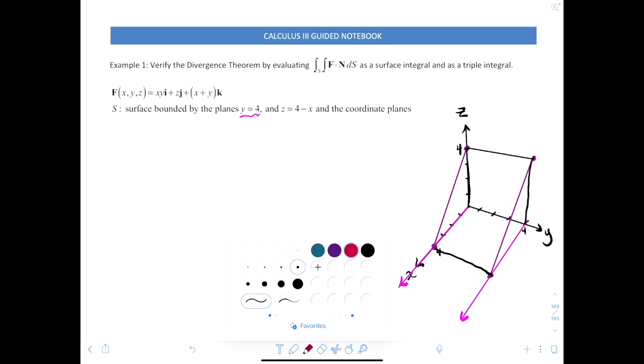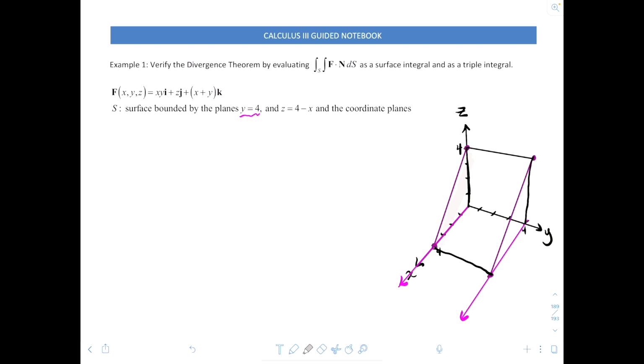I'm not the best shader person. It might be a little shady, but shading isn't always my thing. But this would be our solid here, something like this. Okay, so anyway, that's what we're working with. So let's check it out.